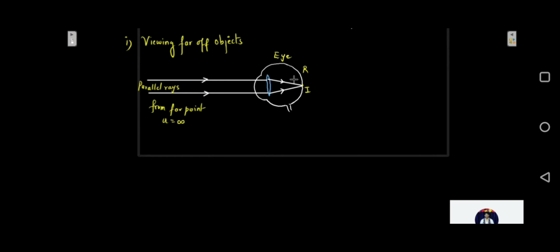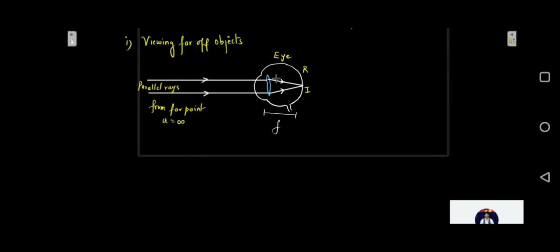Okay, I'll repeat myself. When far off objects are to be viewed, the ciliary muscles in this case are going to be completely relaxed so that the eye lens is going to be very thin and the focal length over here is going to be maximum. What is the focal length of an eye? The distance between the eye lens and the retina becomes the focal length because the image will be formed at the focus. So the distance from here to here, that is the distance between the eye lens and the retina, becomes the focal length.